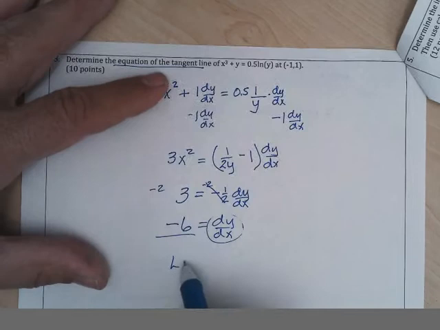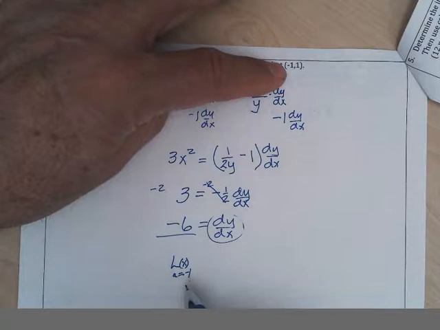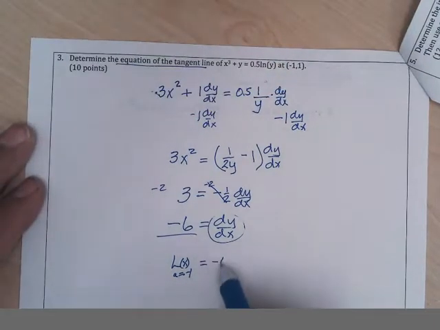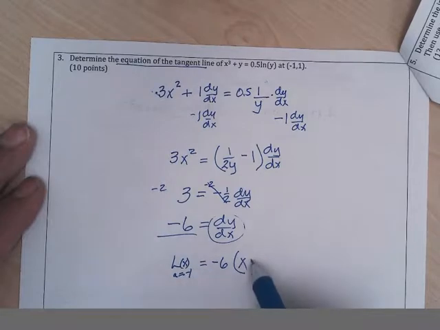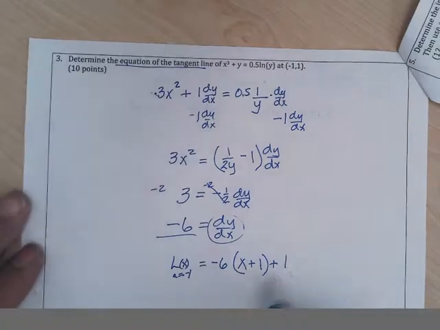So the tangent line at a equals -1: -1 is the slope, times x minus a, which is -1, plus the y value at -1, which is 1.